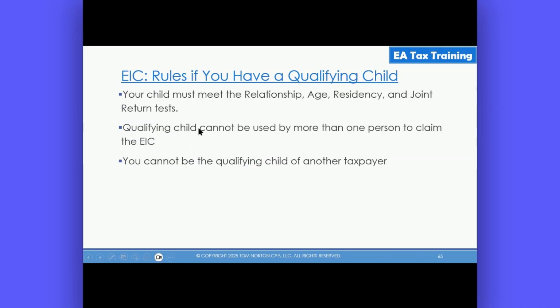Now we're going to move to the rules if you do have a qualifying child. So you have to meet all those rules we just talked about, the rules for everyone. And if you have a qualifying child, you have to meet these rules. Your child must meet the relationship, age, residency, and joint return tests. The qualifying child cannot be used by more than one person to claim the EIC. And you cannot be the qualifying child of another taxpayer if you are claiming the EIC. So if you want to claim the EIC for a qualifying child, you cannot be claimed as a qualifying child on someone else's tax return.